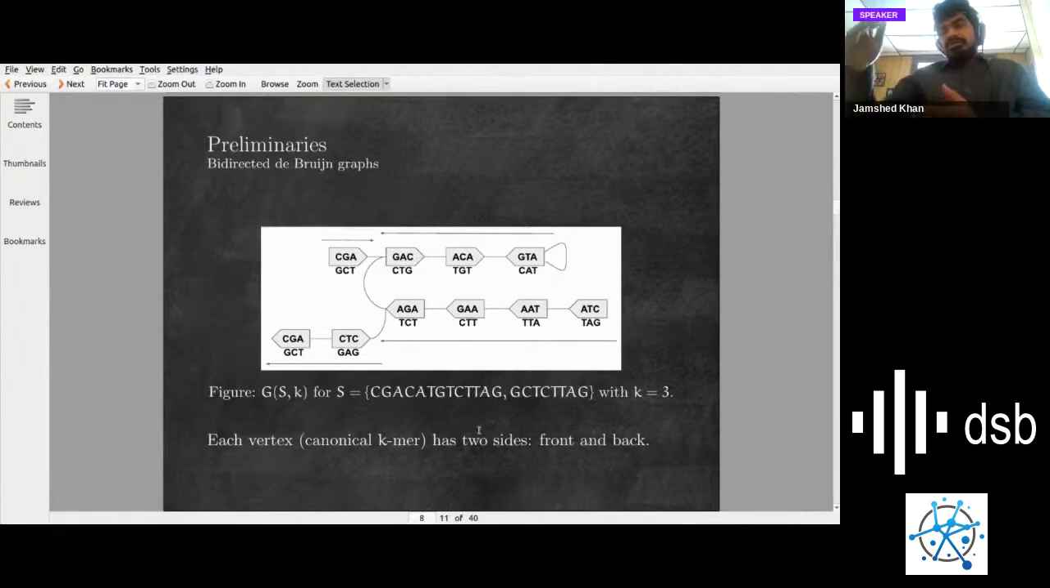So the side information is important when you are visiting a vertex. When you're visiting a vertex, if you see the corresponding k-mer in the canonical representation, then we say that we are visiting the vertex from the front side. Otherwise, if we see the k-mer in its reverse complement form, then we say that we are visiting the vertex from the back side.